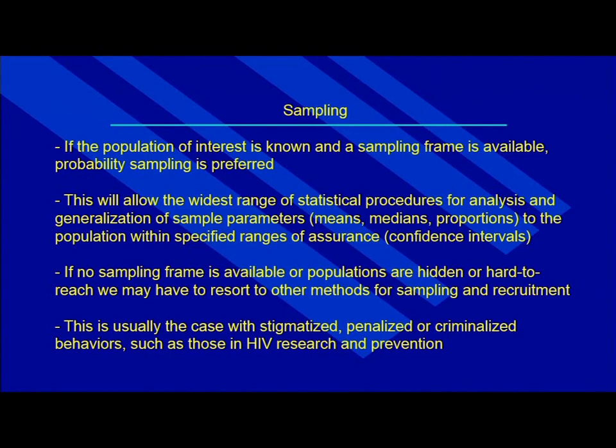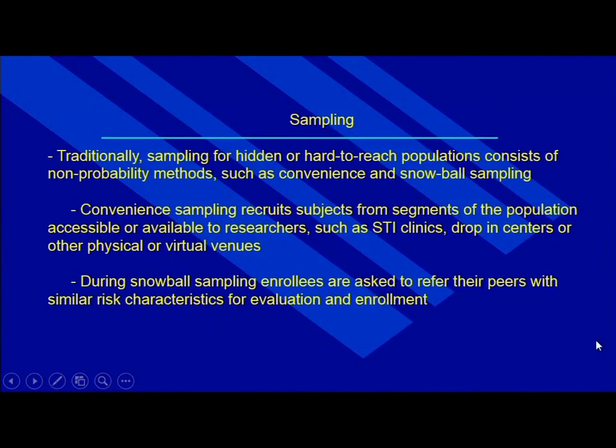But if we don't have a sampling frame and the population is not actually known or hidden or hard to reach, we may have to use other methods to enroll people in research. And there we go back to the main subject of this meeting, HIV research. We have talked a lot about statistics earlier. We heard a lot about statistics and causal inference and bias and confounding. All of these apply to the approaches that I will discuss with you today.